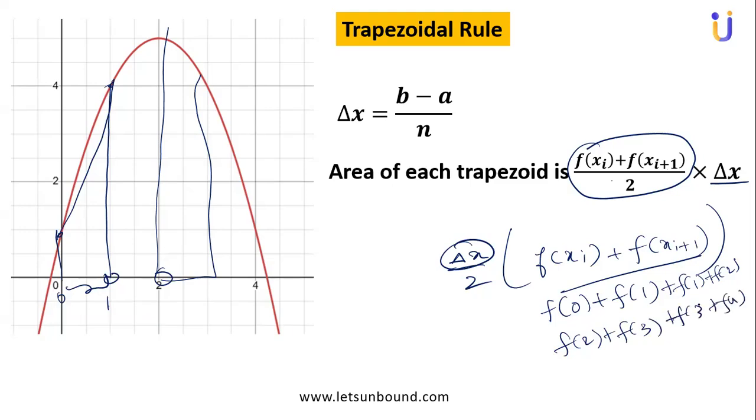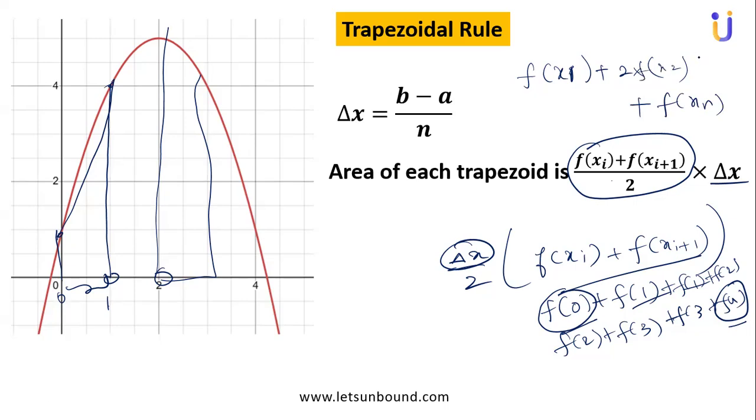And the next one is f of 3 plus f of 4. So we notice one thing: the very start and the very end extremes will come only once, and all the other terms will come twice, right? So you can write f of x1, and whatever comes after will come 2 times. Then f of xn will come only 1 time, right? f of x2, f of x3.